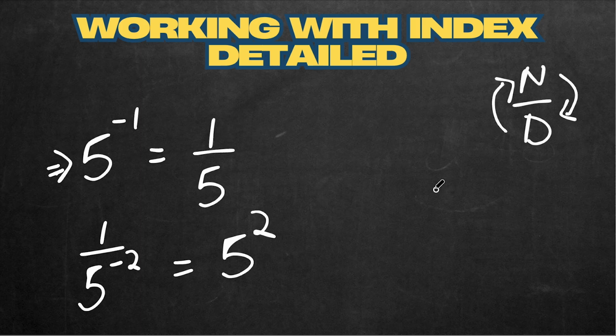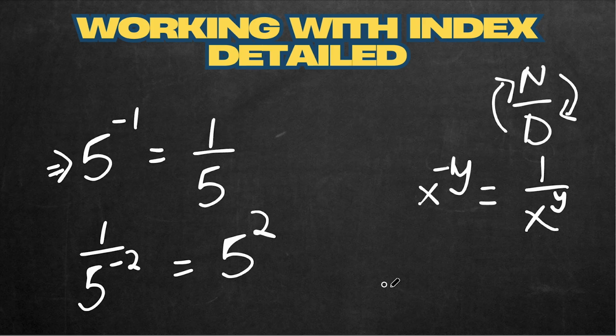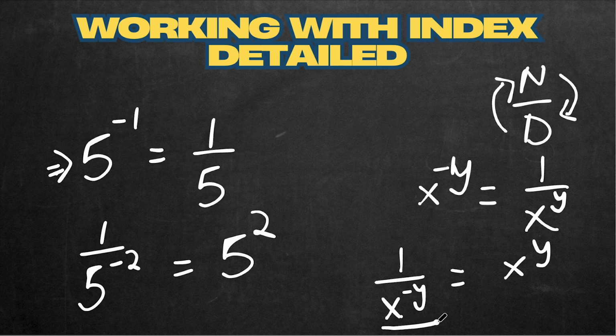So let me show you an example. x to the power minus y equals 1 over x to the power y, or 1 over x to the power minus y equals x to the power y. So when you have a minus power in the denominator, it becomes the numerator, and when you have a minus power in the numerator, it becomes the denominator. Easy, right?